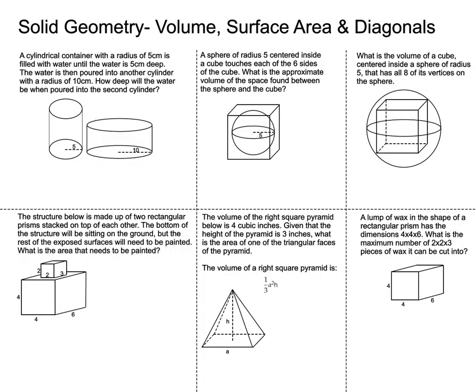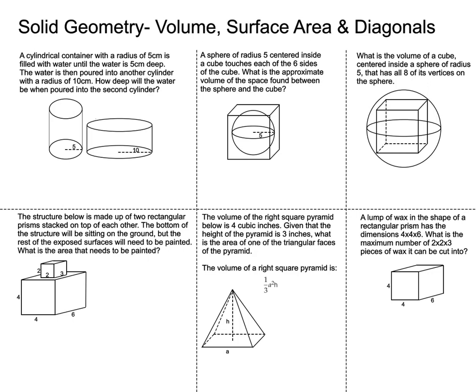In this video, we're going to do some solid geometry sample problems. A cylindrical container with a radius of 5 centimeters is filled with water until the water is 5 centimeters deep. The water is then poured into another cylinder with a radius of 10 centimeters. How deep will the water be when poured into the second cylinder?